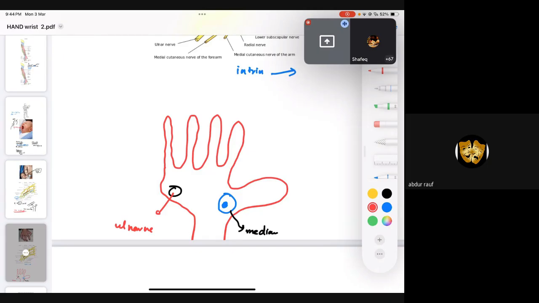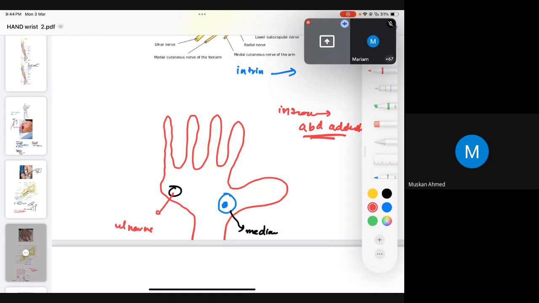We also have a group of muscles which are known as interosseous muscles. What do we mean by interosseous? Between the bones. What's the function of that? They abduct or adduct your fingers, right? They are basically present between your bones. That's why they are known as interosseous muscles. So what's the function of those muscles?